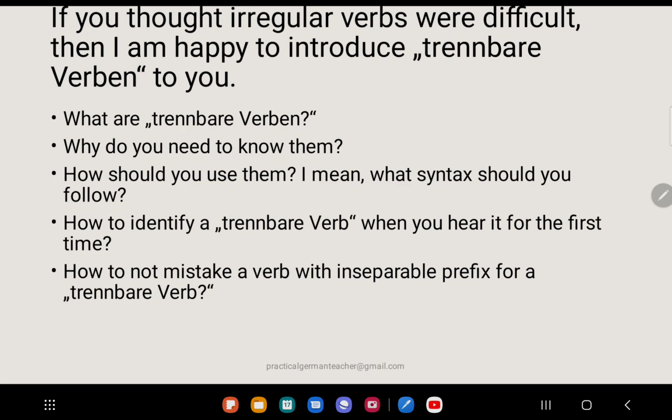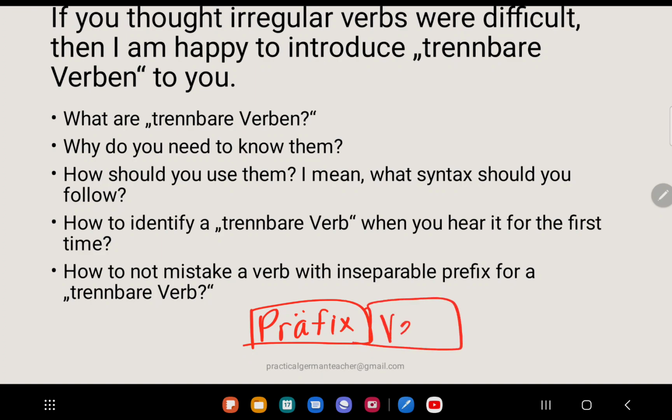So trennbare Verben are nothing but verbs. Of course they are verbs. But these verbs are made up of two parts. So there is this first part, let me draw it here. You have the first part, the prefix, and then you have the verb as well. Okay. So these are trennbare Verben, and this prefix is separable.